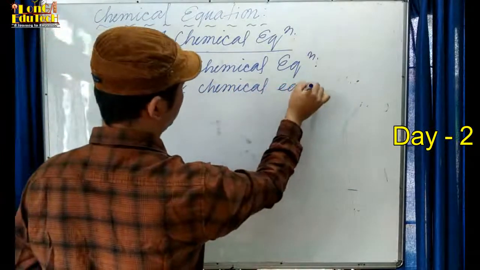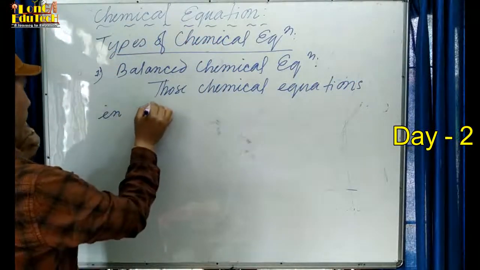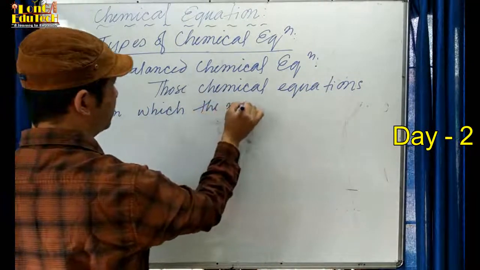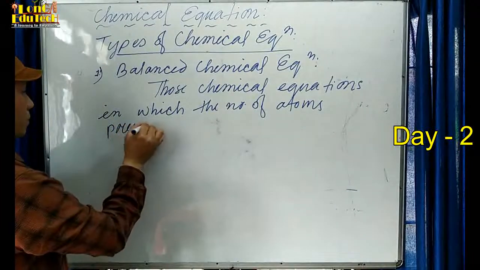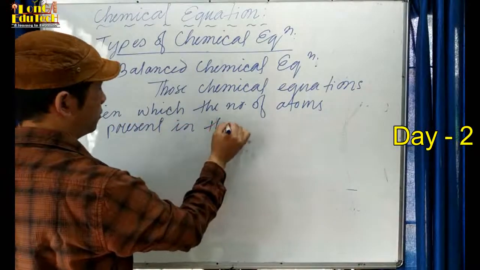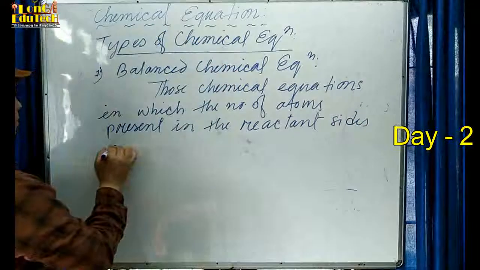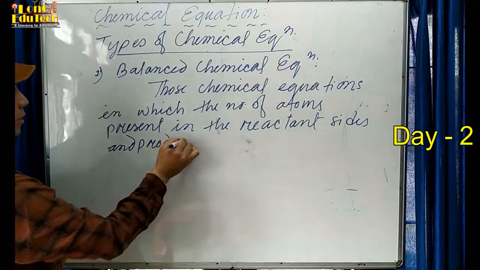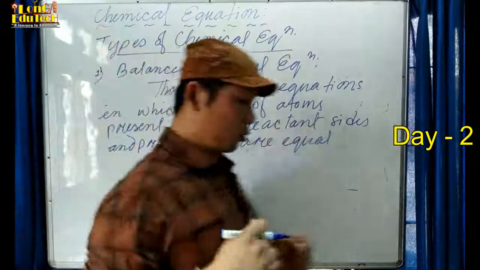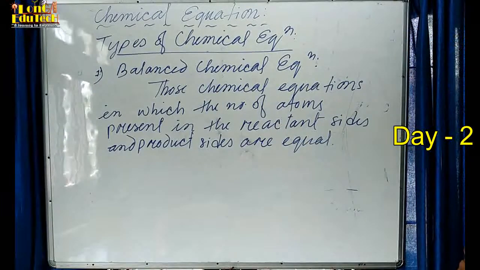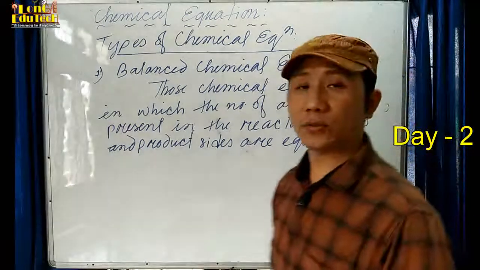The definition is like this. Those chemical equations in which the number of atoms present in the reactant side and product side are equal are called balanced chemical equations. Let us see with an example here.